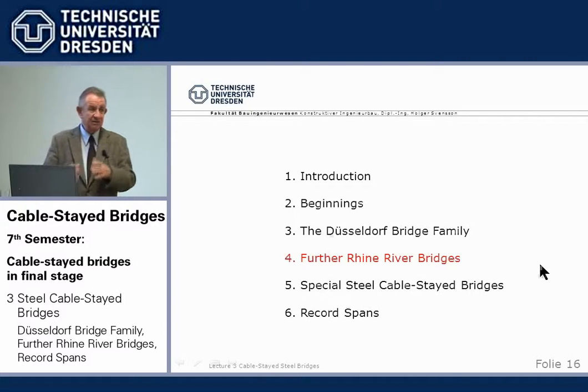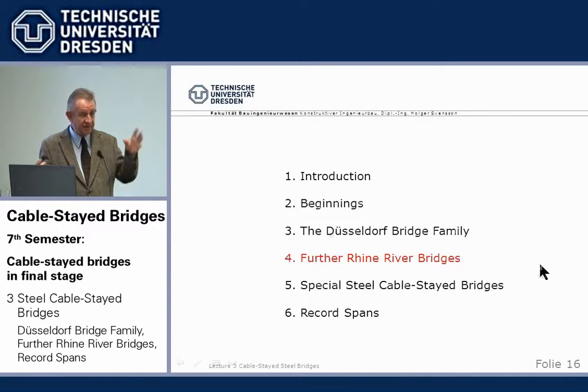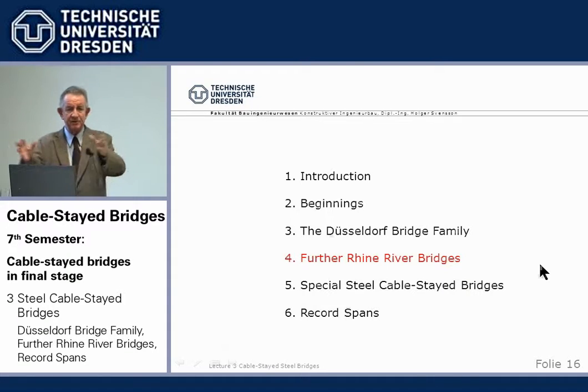Okay, now the Rhine River is the major commercial traffic artery in Europe. It connects the highly developed industrial countries, Switzerland, France, Holland, Germany, Belgium, with the North Sea and thereby with all the world. And it's very highly traveled. And so you cannot place a pier within the navigable range of the bridge.